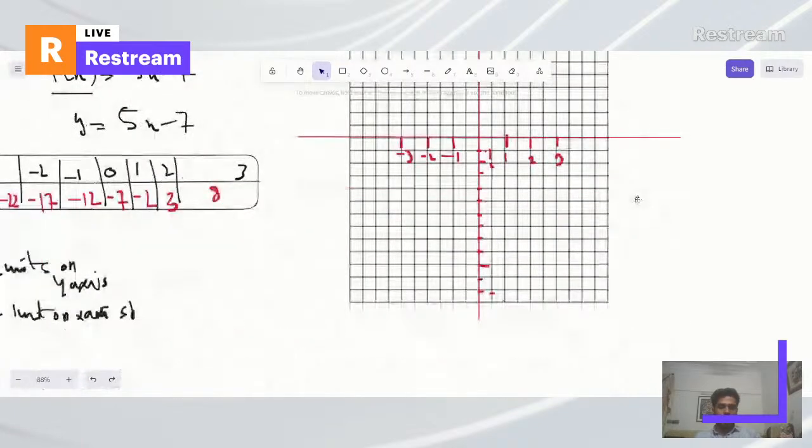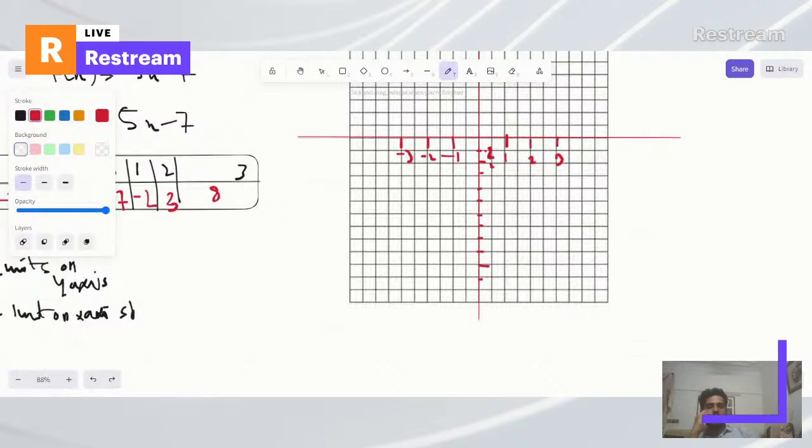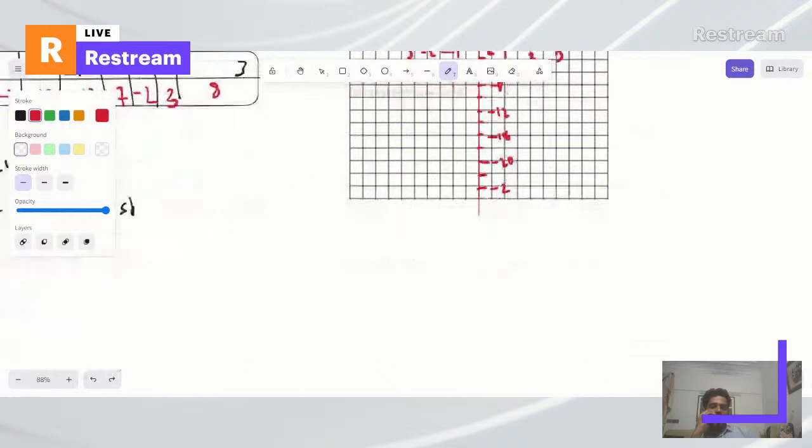Let's say that it's not -1, it's -2, and then this is -4, -6, -8, right? And then -10, -12, and then -14, -16, right? So -16, -18, -20, right? So -22, -24, right? So what is the scale going to be?